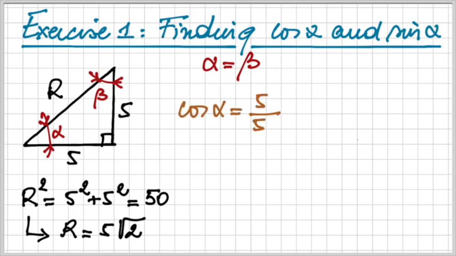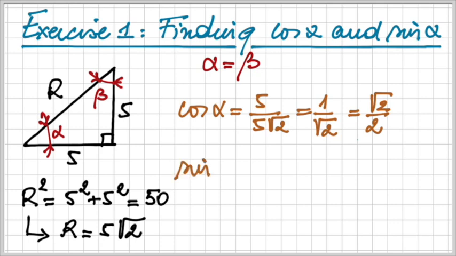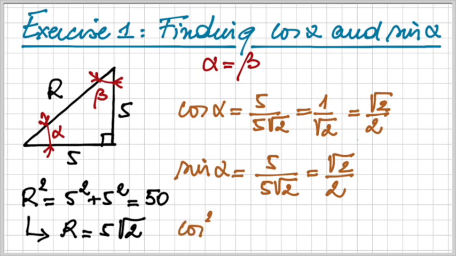And we can say that the cosinus of alpha is 5 divided by 5 square root of 2, which is 1 divided by square root of 2. And when we rationalize the denominator, we find that this is square root of 2 divided by 2. We can do the same thing for the sinus of alpha, and we find exactly the same value because both angles are the same.